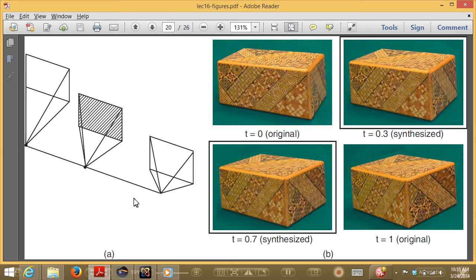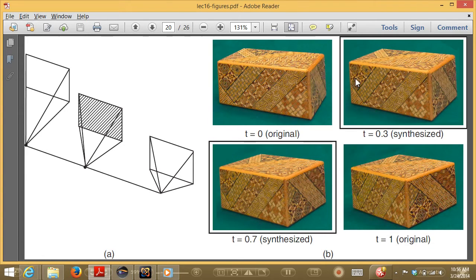You can show that the average of these corresponding image pixels corresponds to where that 3D point would project to in this striped image. And here's an example where this image and this image are basically two original images that satisfy this assumption. And these two images are synthesized by averaging corresponding pixel locations.